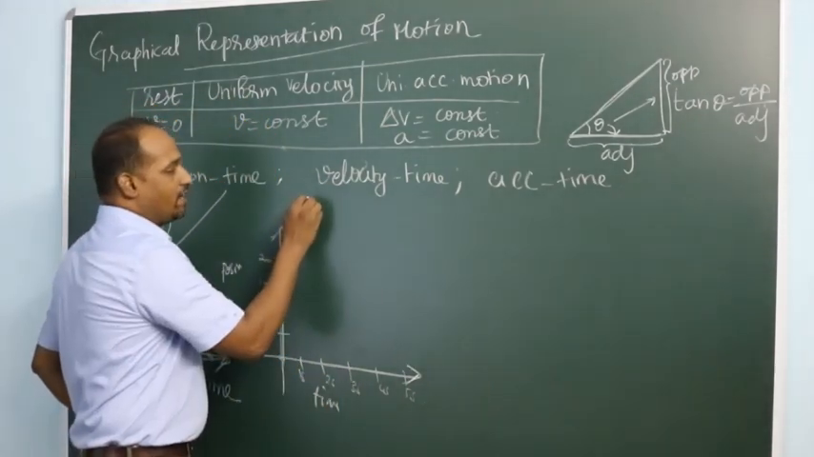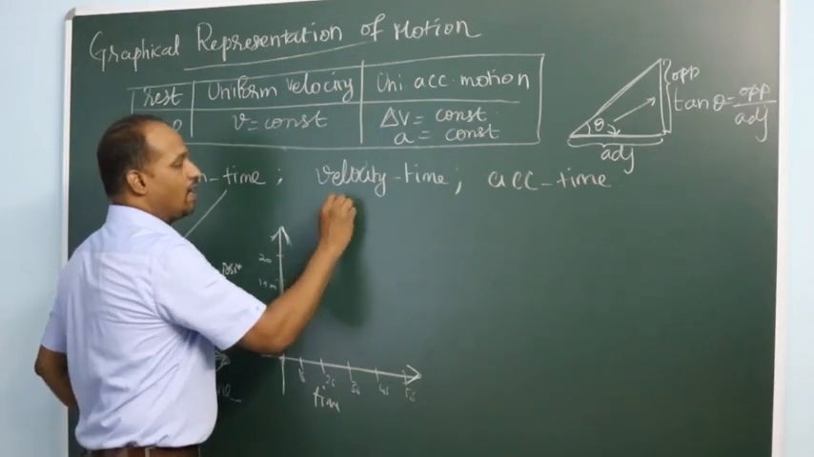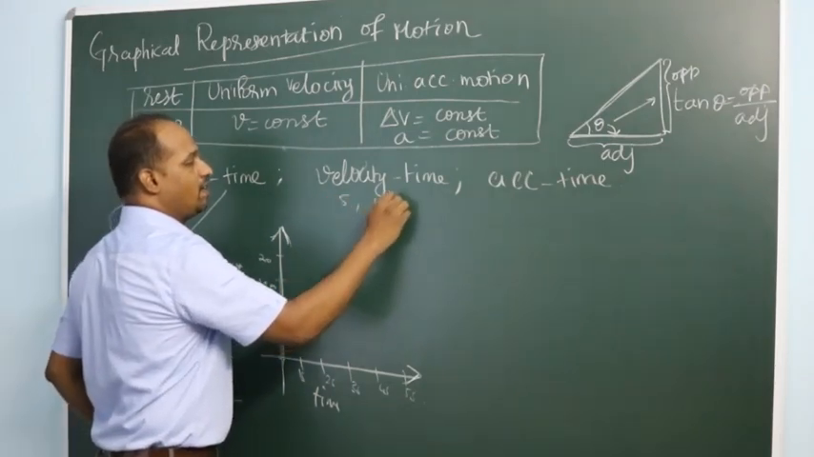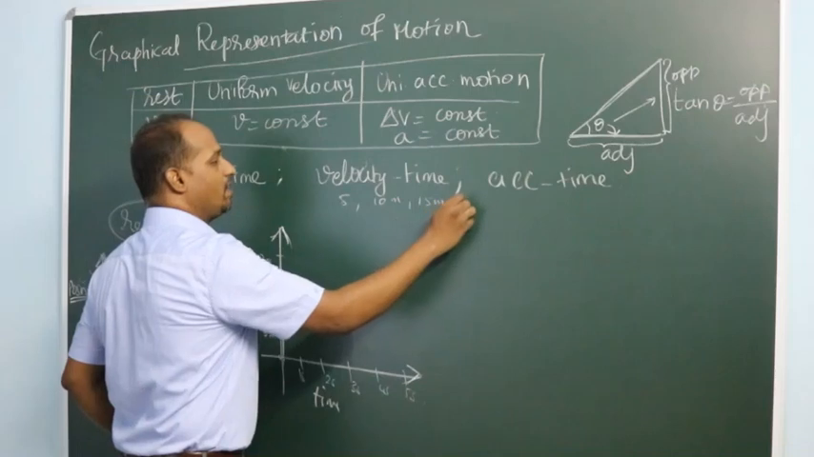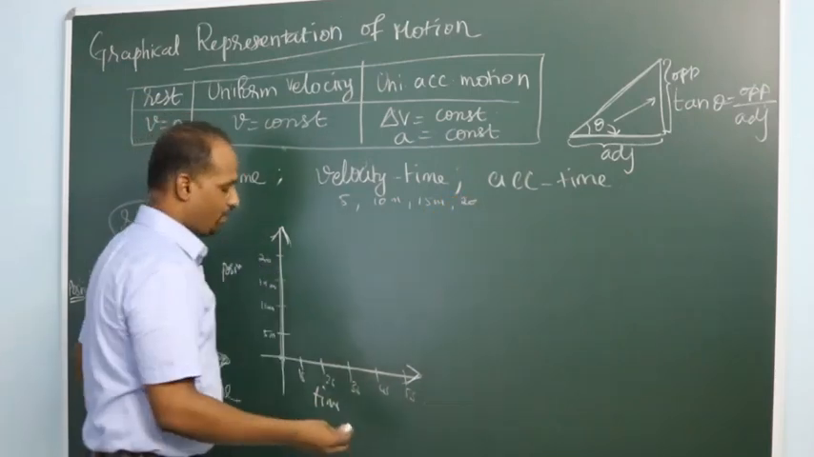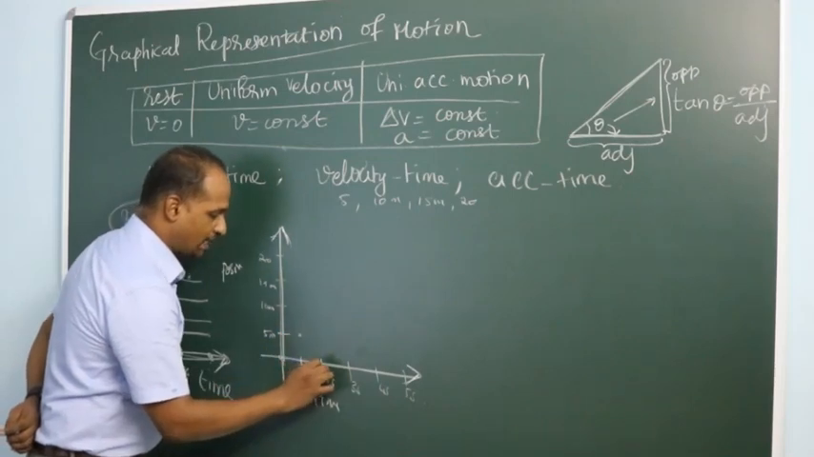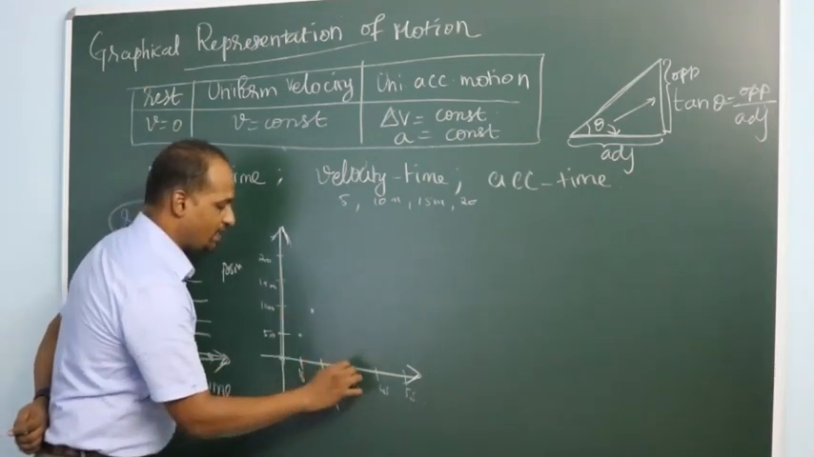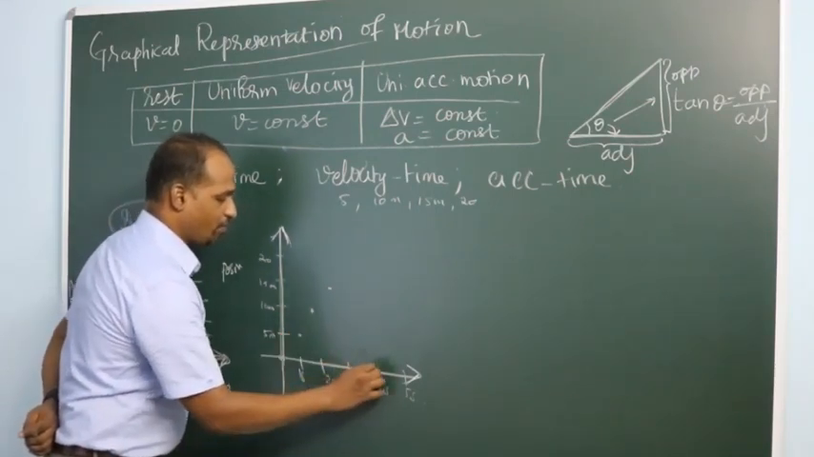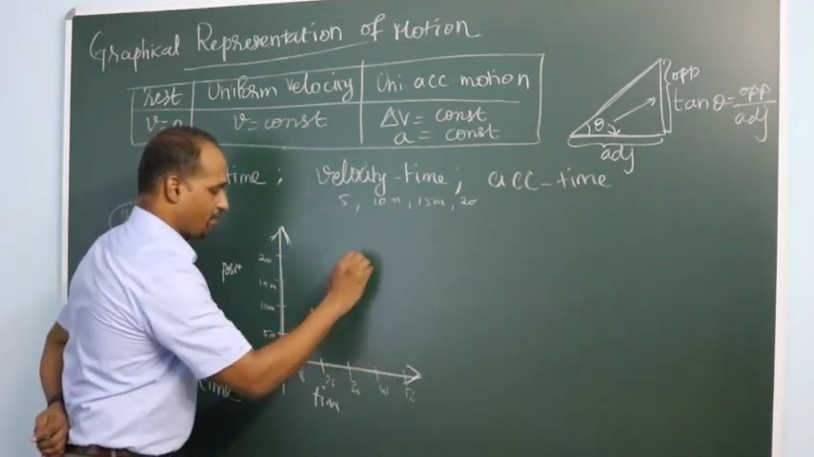Then at the end of first second it is at 5 meter. At the end of second, 10 meter. At the end of third second, 15 meter. At the end of fourth second, 20 meter. So how do you do that? 1 second later it is at 5 meter from you. 2 seconds later, 10 meter from you. 3 seconds later, 15 meter from you. 4 seconds later, 20 meter from you.